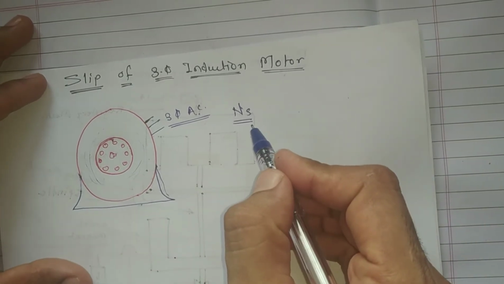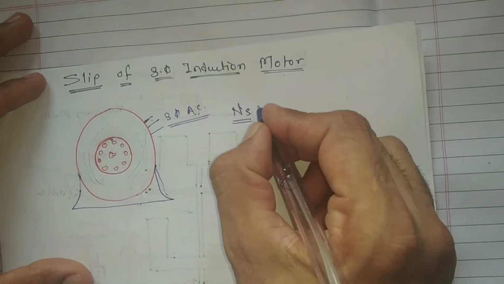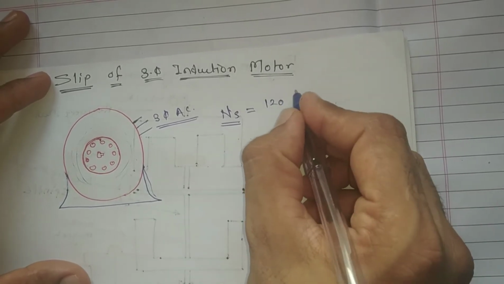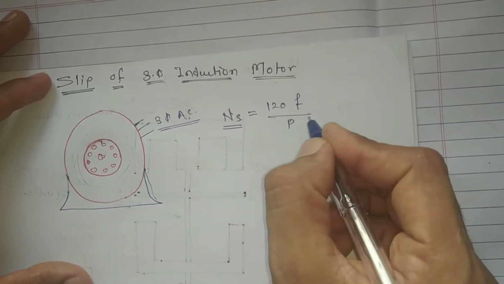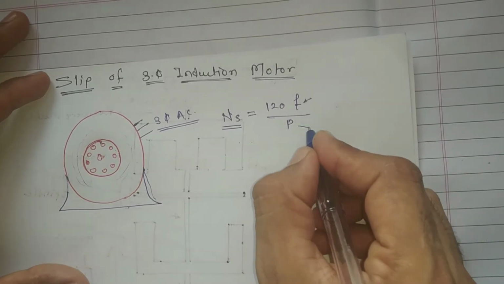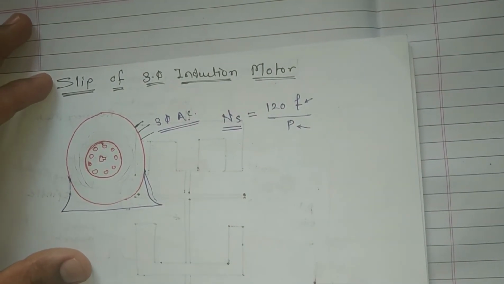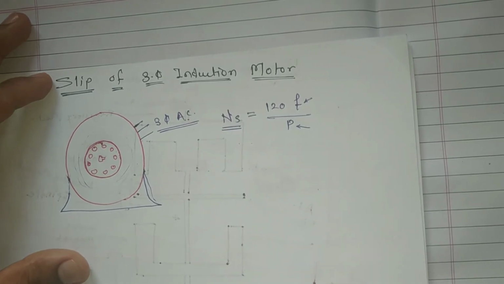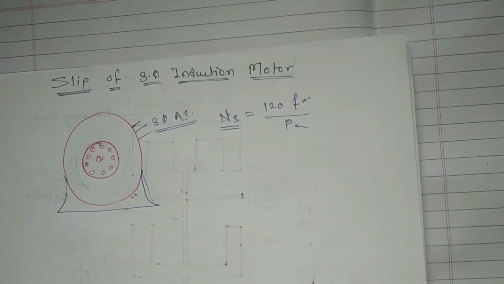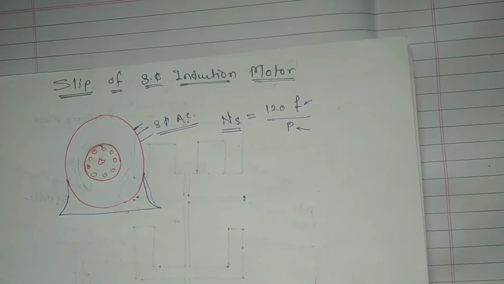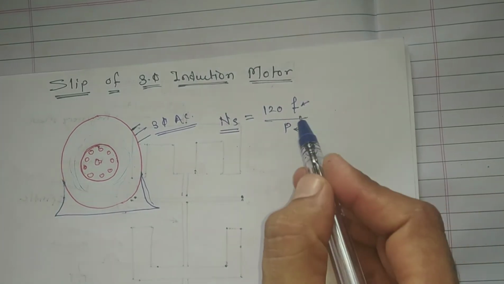is nothing but your synchronous speed, which you can calculate with the help of this formula: 120 F upon P. F stands for frequency, P stands for number of poles. You can find these values on the nameplate of the given motor. So you can calculate any motor's synchronous speed by taking the data of these two.